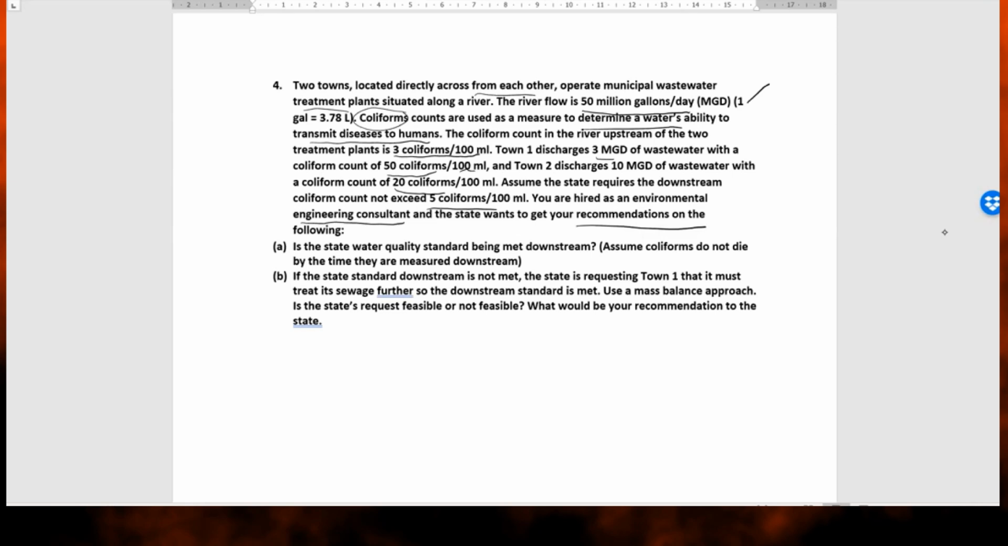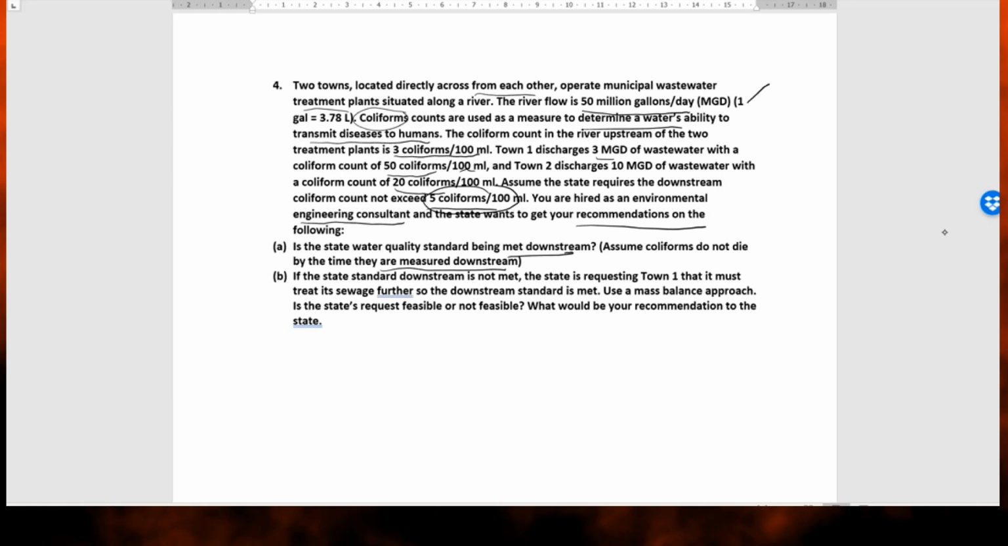There are two questions. Is the state water quality standard being met downstream? So what is the state standard? 5 CFU per 100 mL. Assume coliforms do not die by the time they are measured downstream, so there's no reaction. That's the assumption. They do not die, so you can have a steady state and a conservative pollutant.